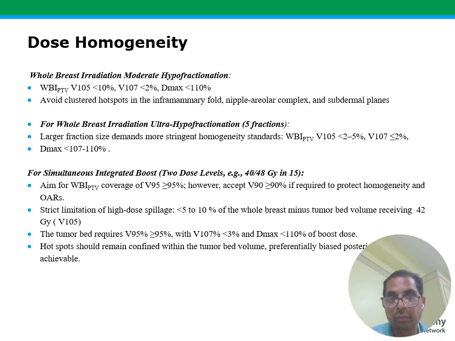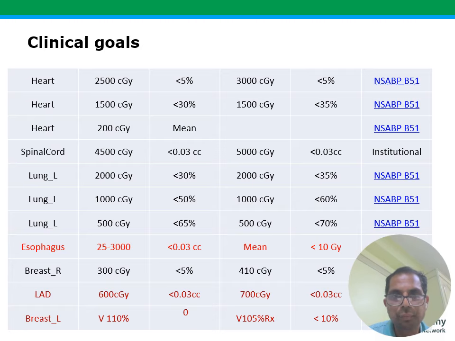And inside the surgical bed, we make sure that for the surgical bed, V95 is 95 and above, which is 48 gray. V107 is less than 3%, and D max is less than 110. And we try to limit hotspot within the confine of the tumor bed volume, preferably posteriorly rather than anteriorly because of the skin and dermis. So this is what we follow for moderate hyperfractionation, ultra hyperfractionation, SIB boost to achieve dose homogeneity.